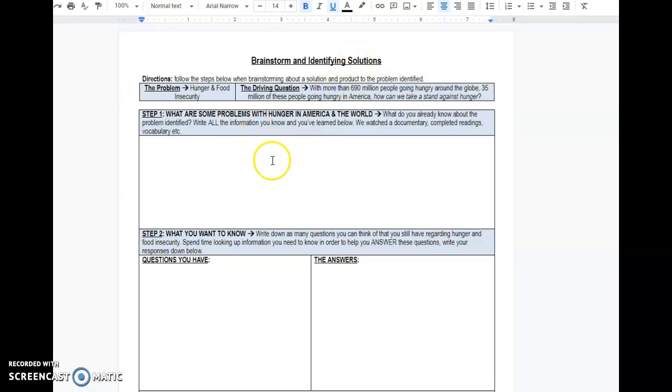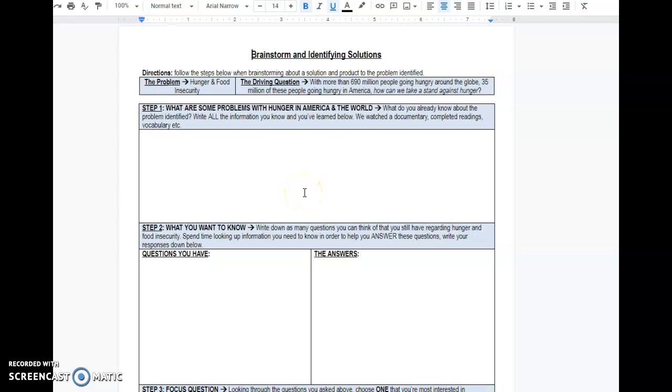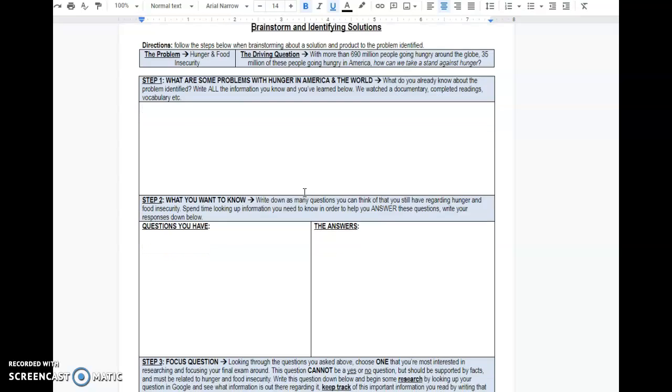The first step, you're identifying all of the problems that we have talked about or that you've learned in this unit so far. So what do you already know about the problem identified? Write everything down. You can just do bullet points here. But remember, this is a final exam, so one bullet point is not going to be enough. Make sure you're being lengthy.